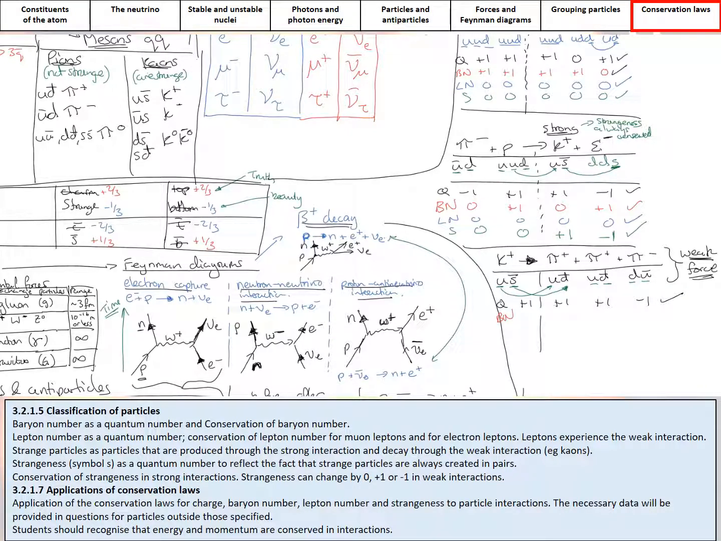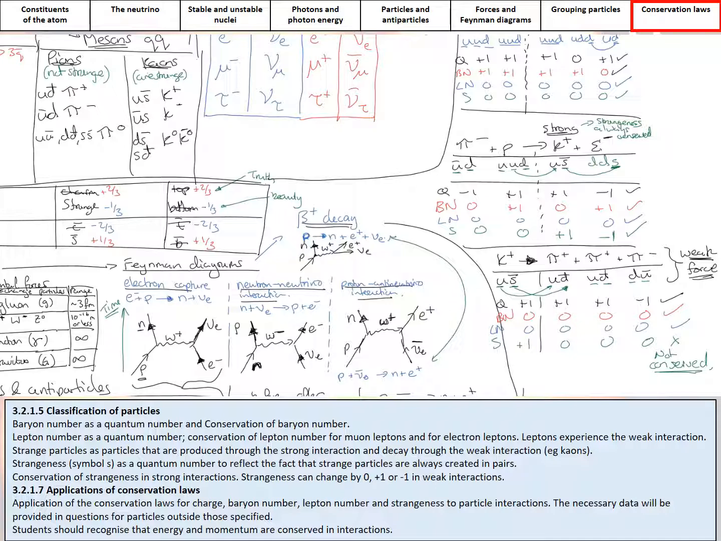Baryon number. None of these are baryons, they are all mesons, so baryon number is conserved. Lepton number. None of these are leptons, so that's all conserved. Now strangeness. We started with an anti-strange quark, so strangeness of +1. But we don't have any strange quarks afterwards. Why? Because we have converted a strange quark into something else. And if you change the strange quark into something else that's not strange, clearly strangeness cannot be conserved.